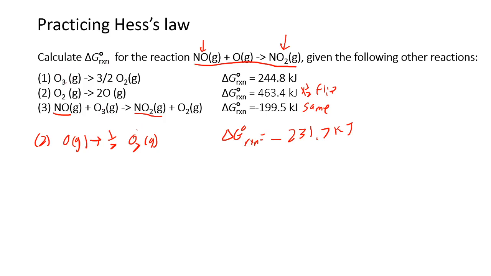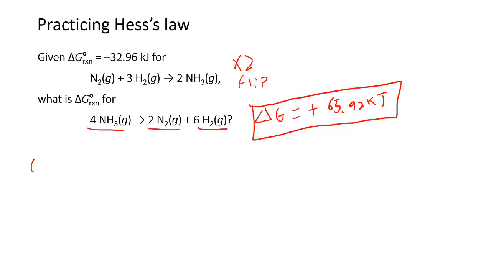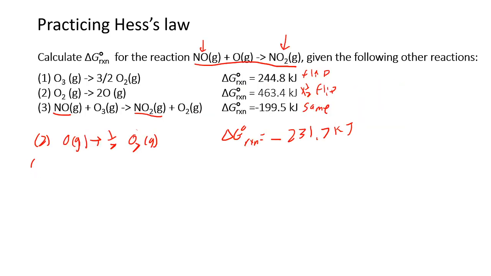So to get rid of the ozone, and also this will fix our oxygens as well, we're also going to flip equation 1. Equation 1 is going to become 3/2 oxygen gas goes to O3 gas. And that's going to give us a delta G, not of reaction, equal to, we now have negative 244.8 kilojoules because we flipped it.